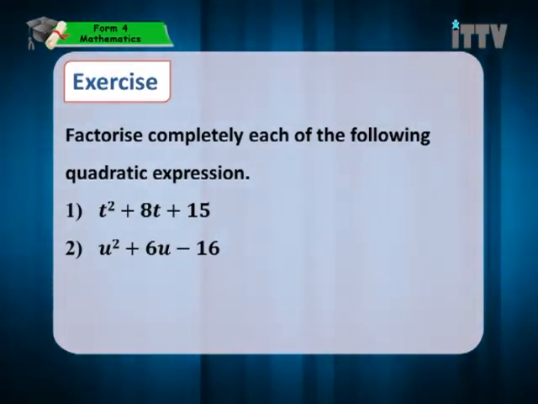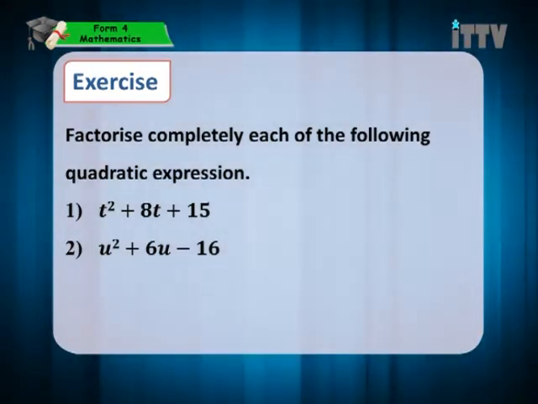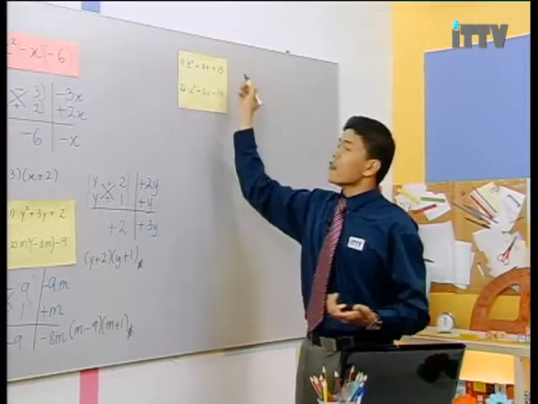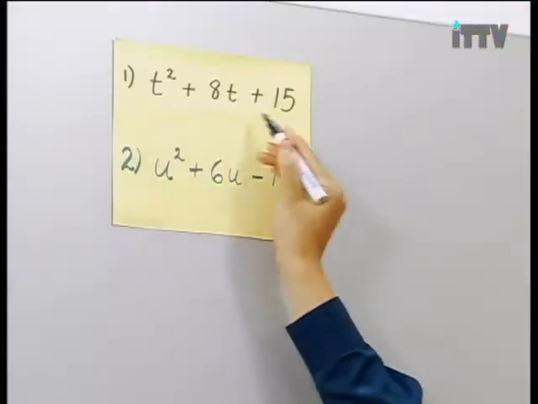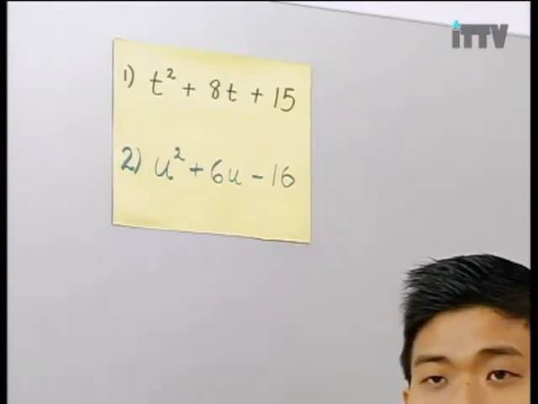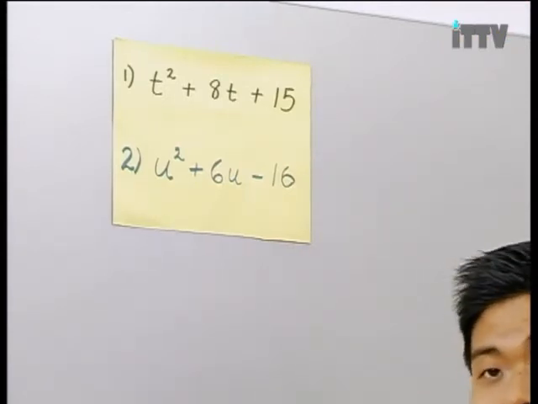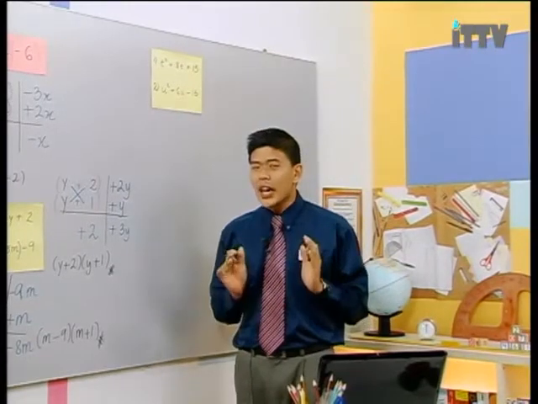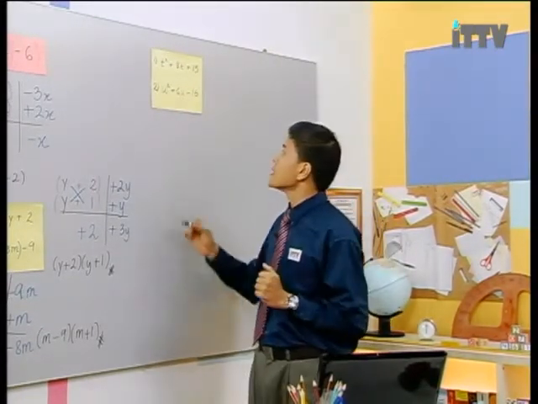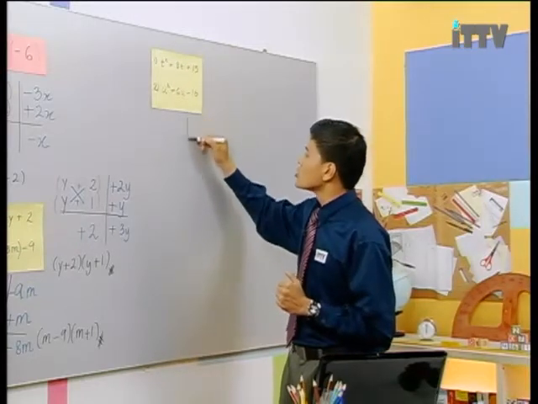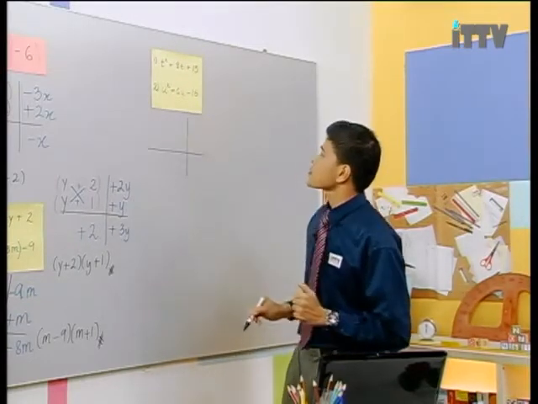All right, let's do this together. All right, guys, look carefully. Number 1, check. Is this a full quadratic expression? Yes, t square plus 8t plus 15 is a full quadratic expression. Okay, so now we have to use the methods for case 4. Remember the 5 steps. First, draw 2 lines.